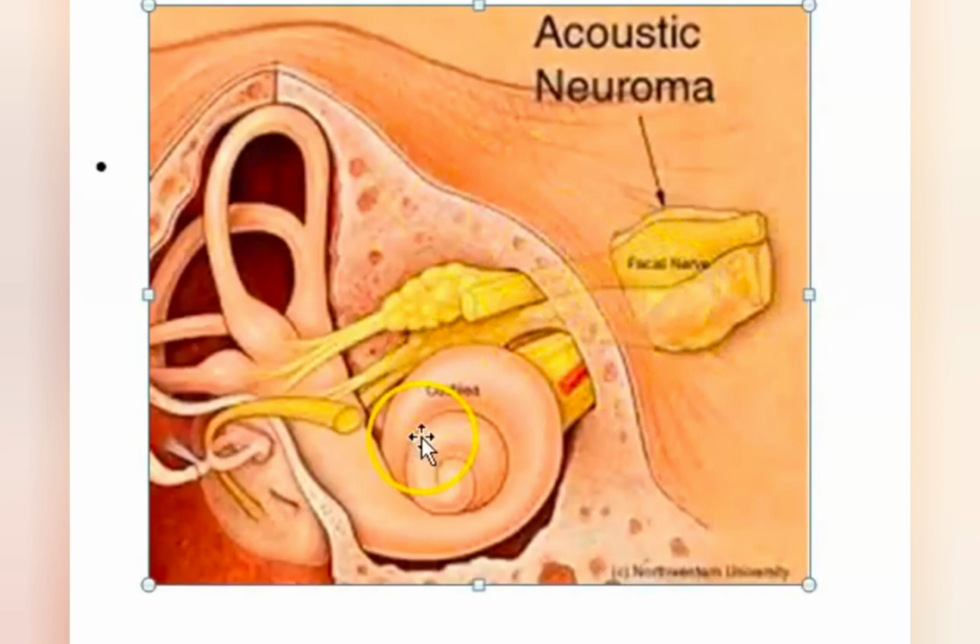But for example, somebody has a big acoustic neuroma and the cochlear nerve is damaged. Rather than having no sound at all, maybe a brainstem implant with some sound is better than not hearing anything, at least the danger sounds or alarms or something.